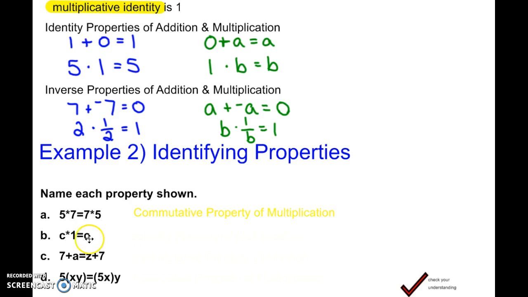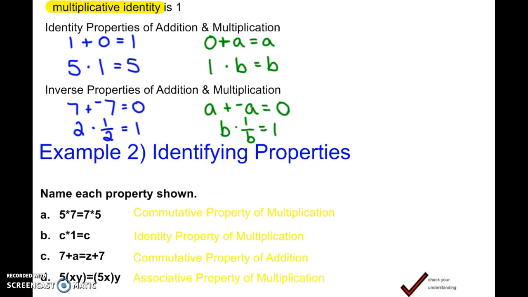Letter B, I see a 1. Well, is the 1 at the end, or is it being used? It looks to me like it's being used as 1. So notice I kept my identity. C gives me C. That would be the identity property of multiplication. Here I notice the 7 and a are in different positions, so that's commutative, but notice it's addition this time. And the last one is the parentheses move. The 5x and y stayed in the same positions.